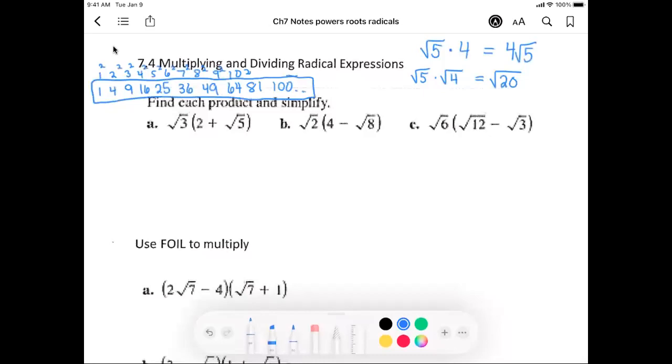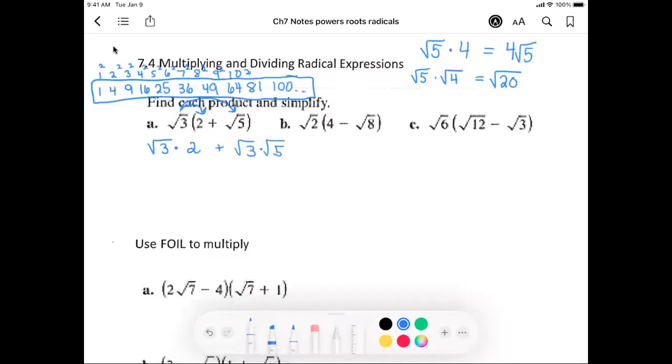So to find products and simplify, we are going to be basically using the distributive property to simplify this expression: the square root of 3 in parentheses times 2 plus the square root of 5. In order to simplify this, I would use the distributive property, and I first would multiply the square root of 3 times 2. So the square root of 3 is going to be multiplied by 2, and then also the square root of 3 is going to be multiplied by the square root of 5. Everyone writing this down with me? So I'm multiplying the square root of 3 times 2 and the square root of 3 times the square root of 5.